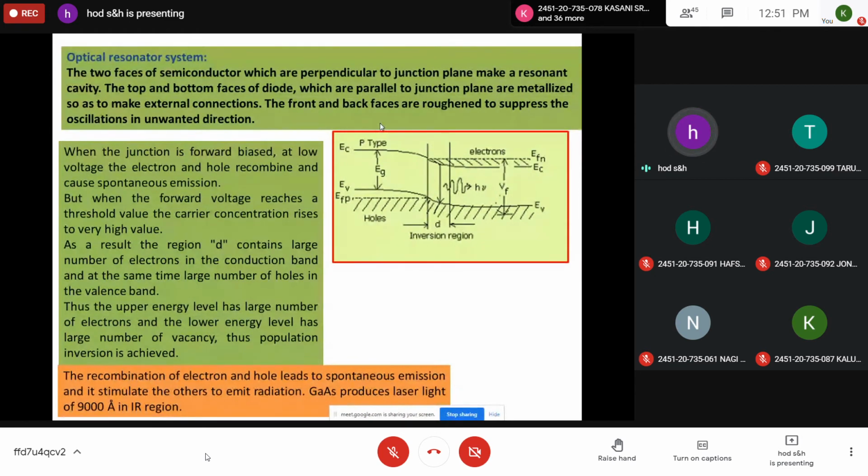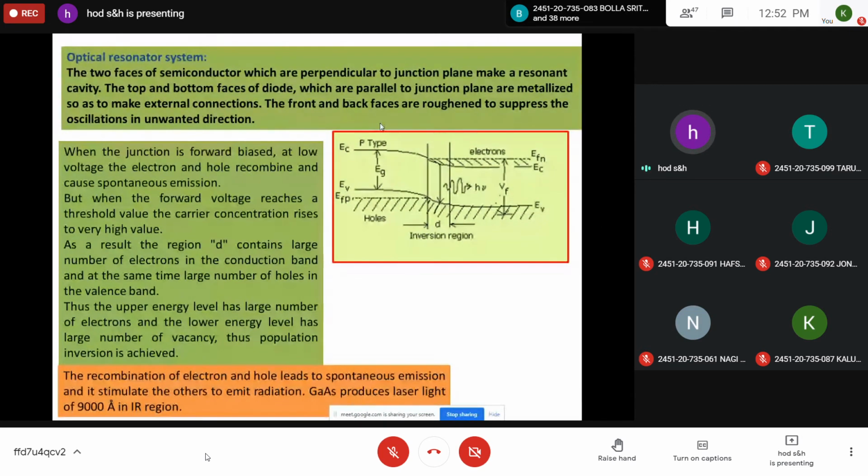So when the forward voltage reaches a threshold value, the carrier concentration rises to a very high value. Because of this, the region D, which is the depletion region, has more electrons in the conduction band, and at the same time a large number of holes in the valence band. So in this sense, population inversion is achieved.